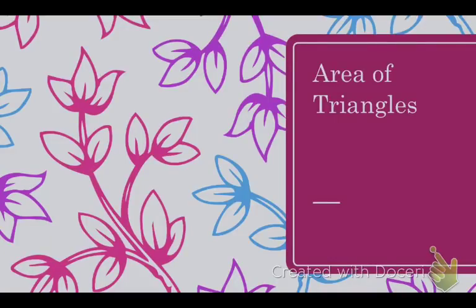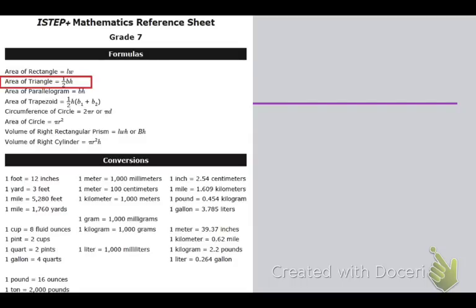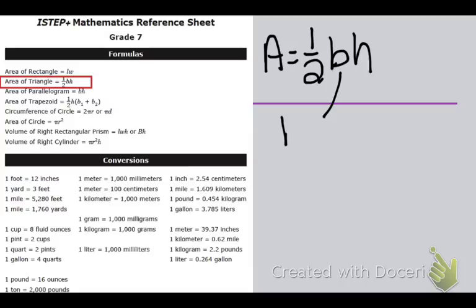In this video, you are going to learn how to find the area of triangles. On your reference sheet, the formula for area of a triangle is the second one down. On the top of your paper, I would like you to write A equals 1/2 BH. B stands for base. H stands for height.